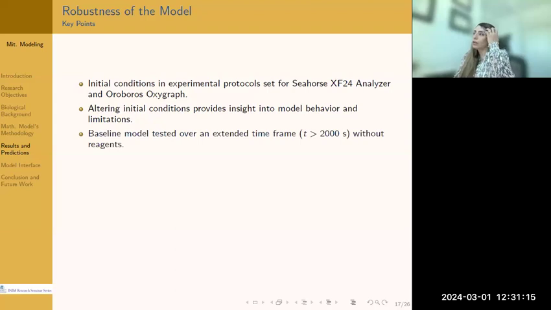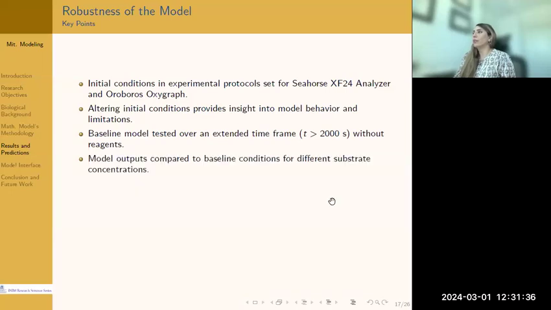The baseline model is tested over an extended time frame, longer than 2,000 seconds, without reagents. Without the introduction of agents, this evaluation helps assess the model's stability and performance under normal physiological conditions. Model outputs are compared to baseline conditions for various substrate concentrations, elucidating how changes in substrate availability impact mitochondrial activity and overall system behavior.